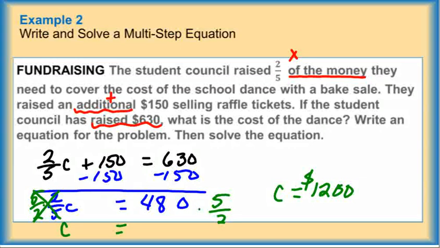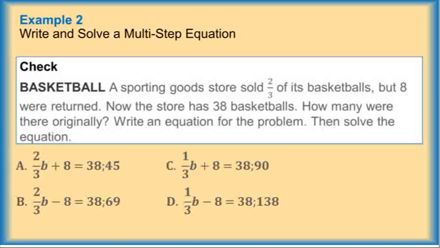Moving on to the next question. It says this morning the store sold 2/3 of its basketballs, but 8 were returned. Now the store has 38 basketballs. How many were originally? Write an equation for the problem and then solve the equation. Now for this one, it is very important that you read carefully what the numbers represent in the problem. So here it says they sold 2/3 of the basketballs, which means they do not have 2/3. But this 8 were returned, which means they have 8 basketballs that they have. And now they have 38 basketballs in total left over.